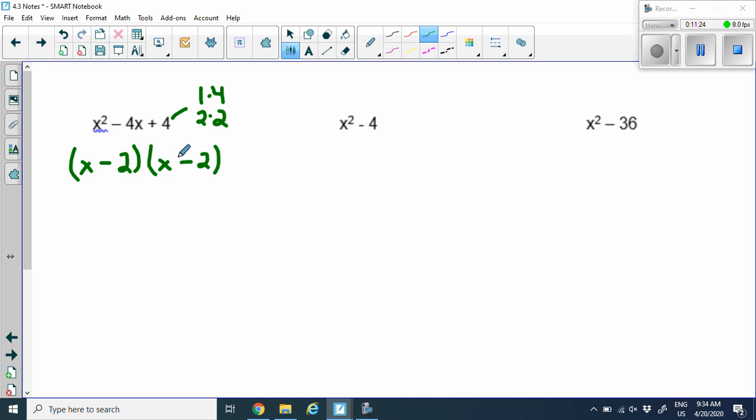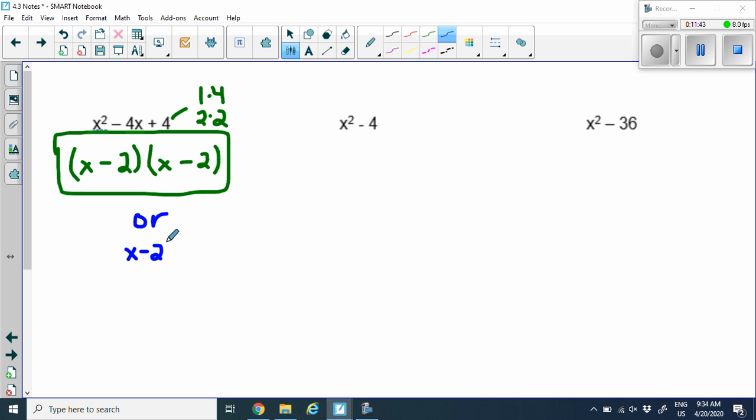Now notice how my factors, and remember these are called factors, are exactly the same. So you can write them like this, or there is another way to write your factors when they are exactly the same. The other way would be writing it as x minus 2, and don't forget your parentheses. So notice that I've always created parentheses, and we square it. Because that square is indicating, oh, there are 2 of the same factors. So this is another way of writing it if you have the same factors.